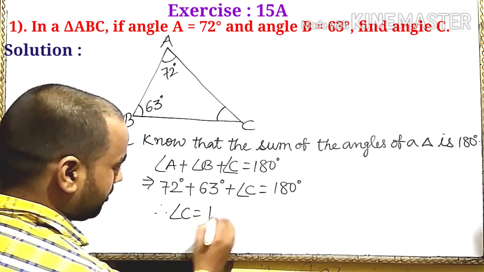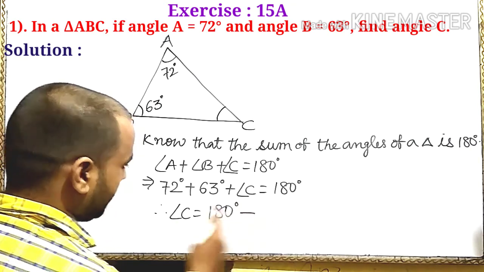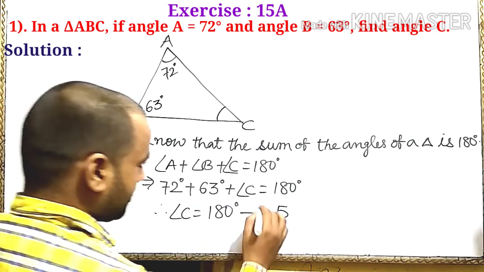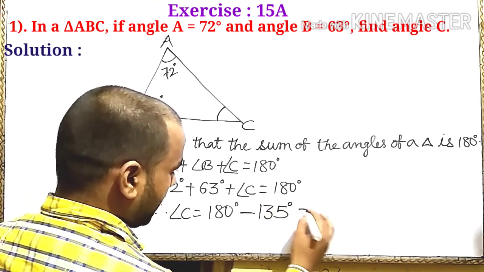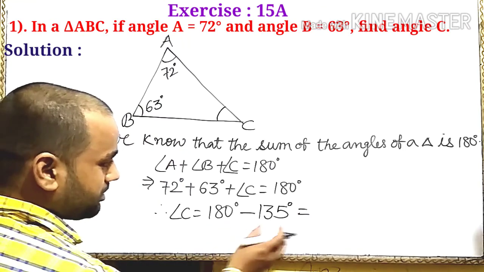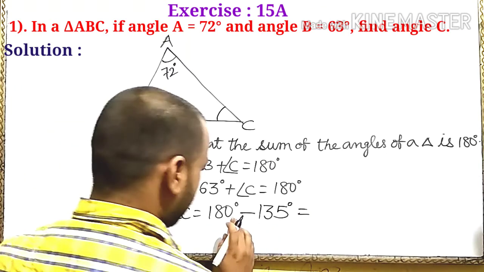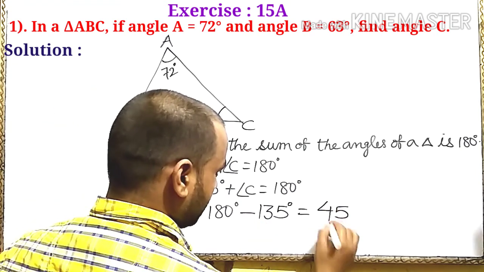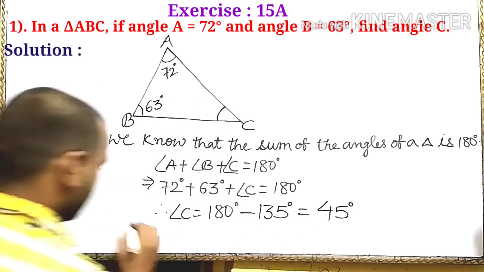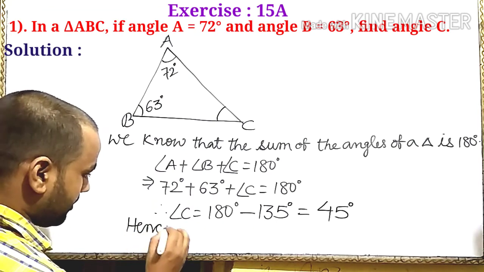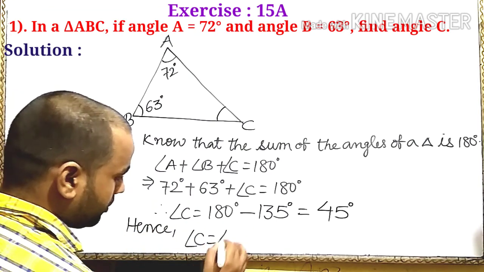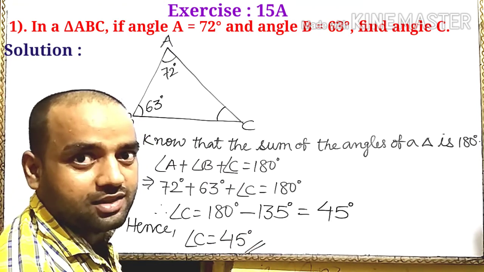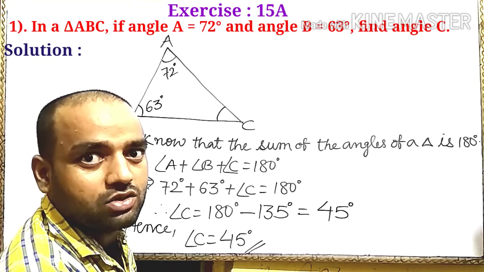Therefore, angle C is equal to 180 degree minus 135 degree, since 72 plus 63 is 135 degree. 180 minus 135, we get 45 degree. Hence, angle C is equal to 45 degree. This is your required answer. Is it clear? Now let us discuss question number 2.